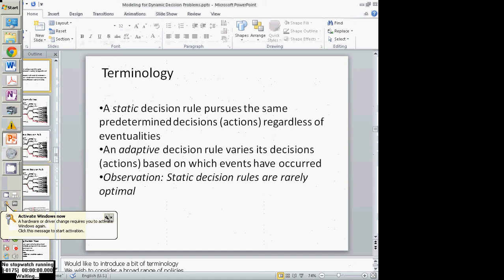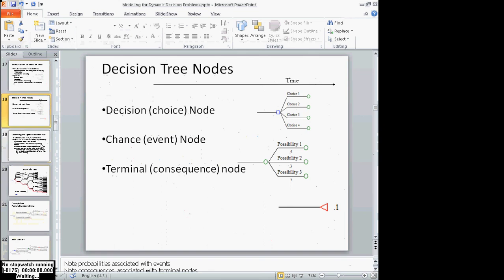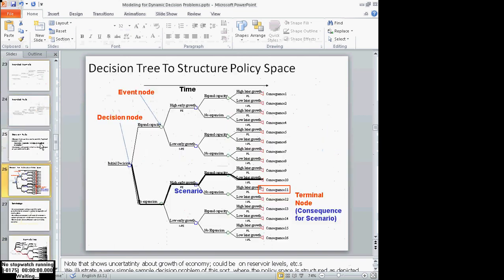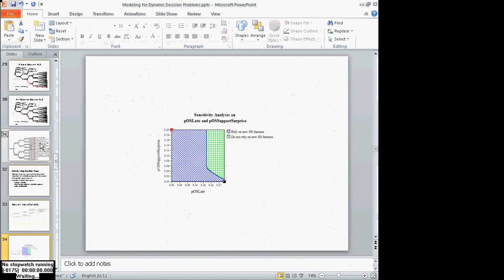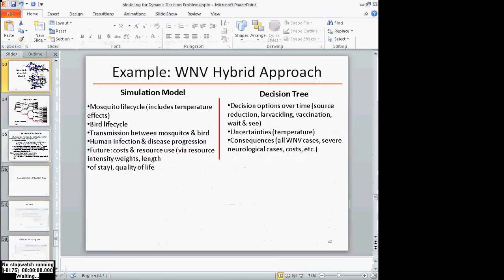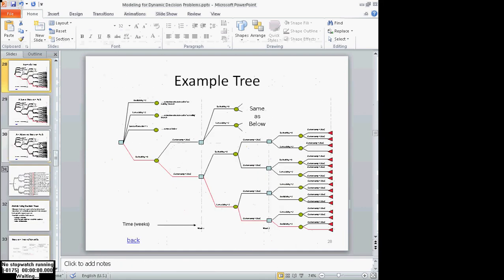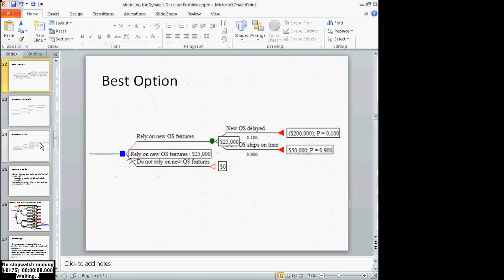Okay, chance event nodes. Okay, so where have all my slides gone on this? I am shocked. Okay, somehow there's been a defect in this. Okay, that's fine. I will just describe on the blackboard how to deal with these situations.